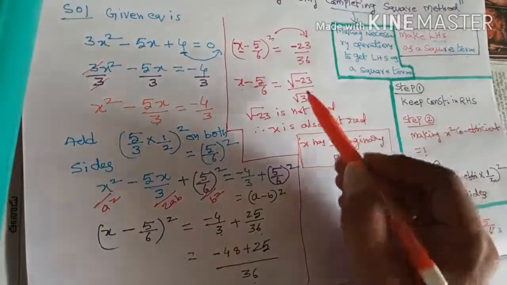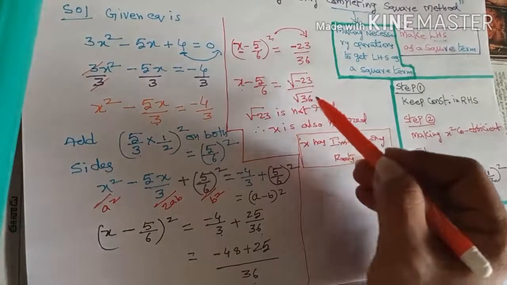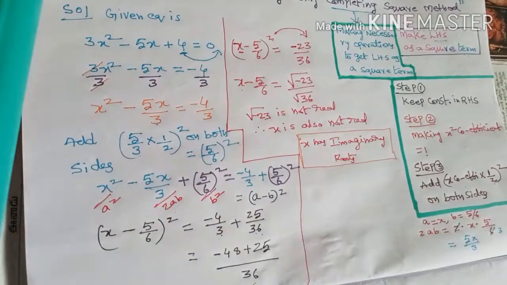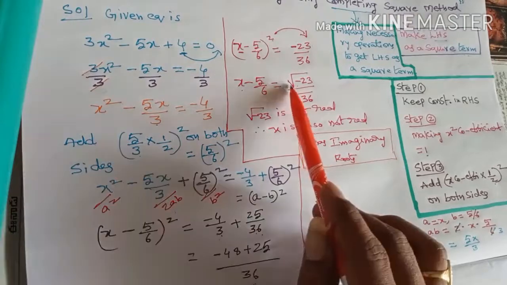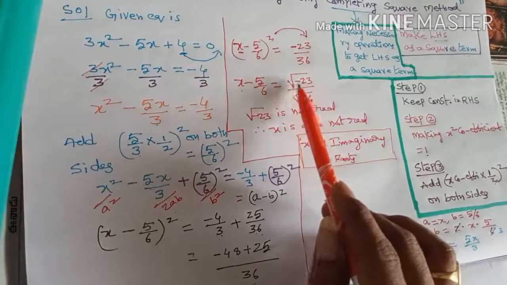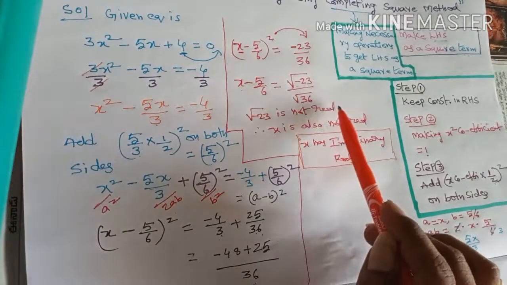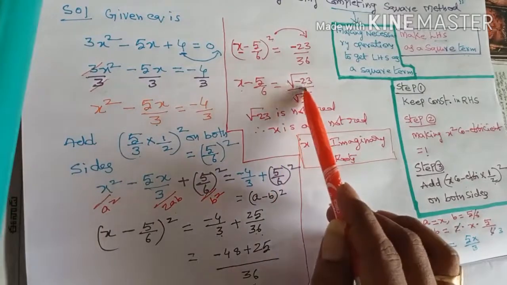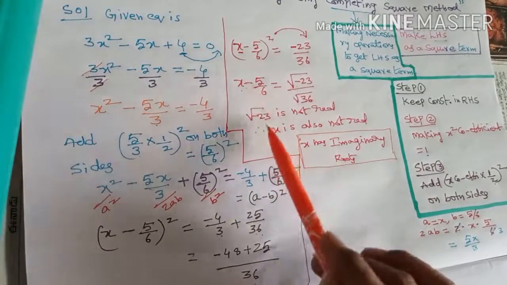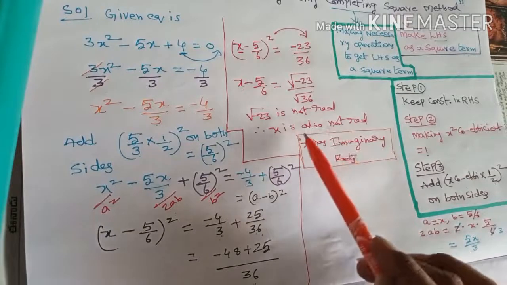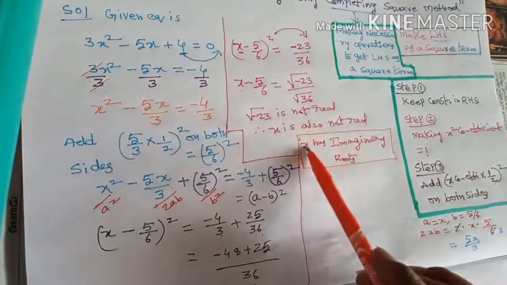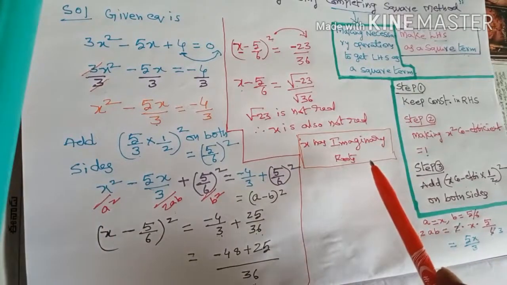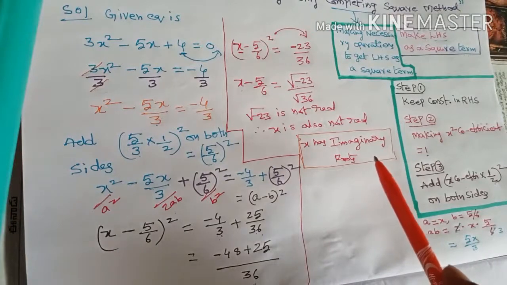If you have a positive number here, you have to calculate the value of x, as we discussed in the previous problem. Here you get square root of minus 23, so it is not real. Therefore the value of x depends on this one, and automatically x is also not real. x is not real means x has imaginary roots. There is no need to find these roots.